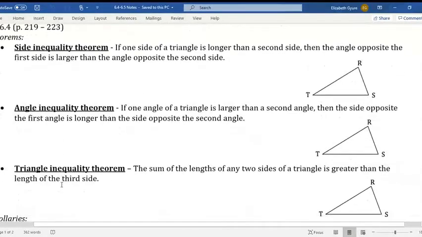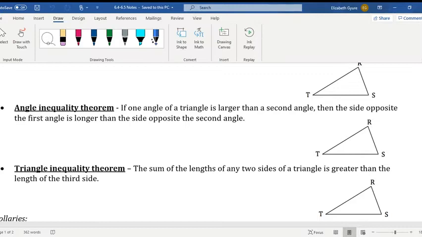So we first have the side inequality theorem. That's what I've named it. In your textbook, it's just theorem 6.2, but that's generic and boring. So we're calling this the side inequality theorem. It says if one side of a triangle is longer than a second side, then the angle opposite the first side is larger than the angle opposite the second side. In other words, larger angles are across from larger sides. Smaller angles are across from smaller sides.